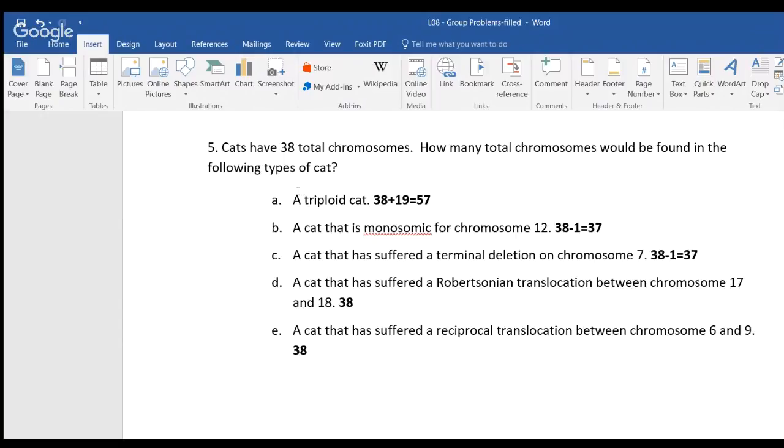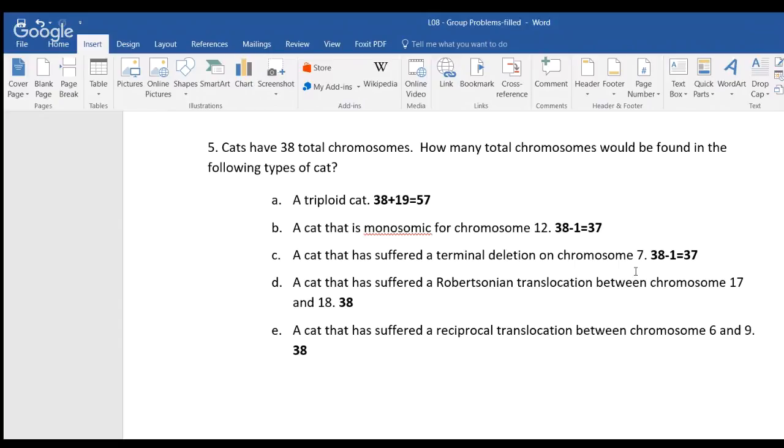Now, a cat that's monosomic for chromosome 12 means it only has 1 chromosome 12. So we know that there's going to be 1 less. A cat that suffered a terminal deletion on a chromosome means it's going to be missing a chromosome. So again, it will be 37 chromosomes.